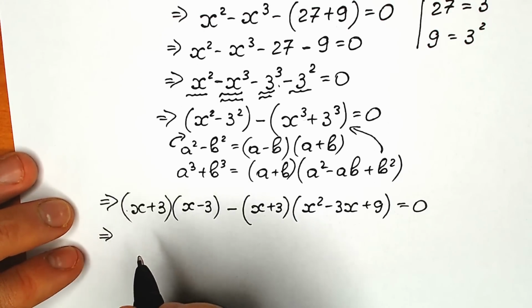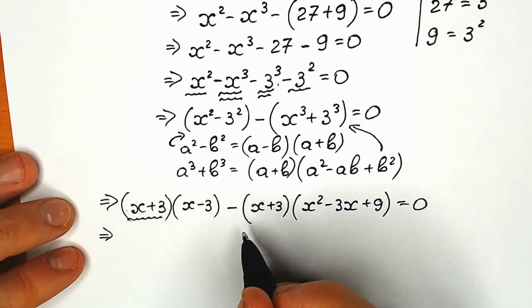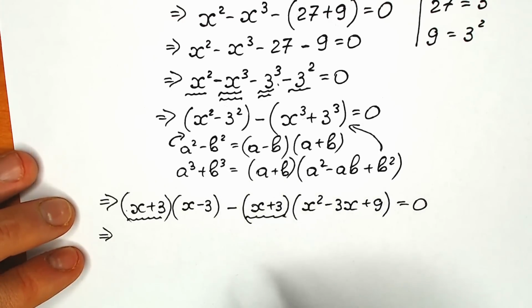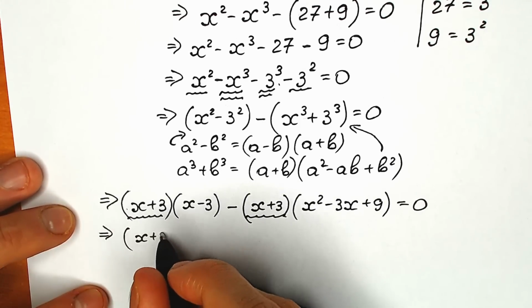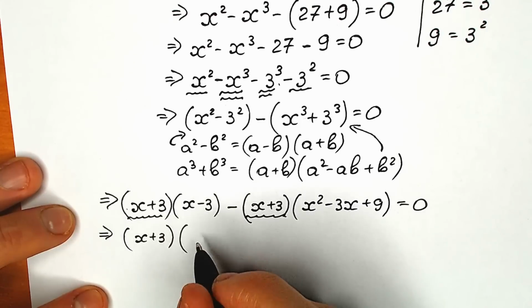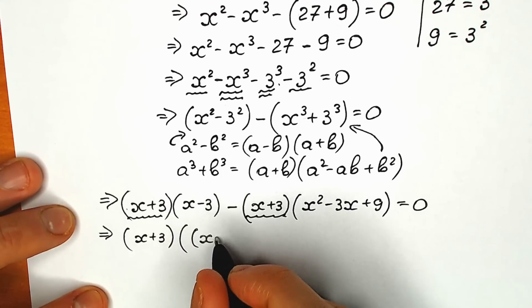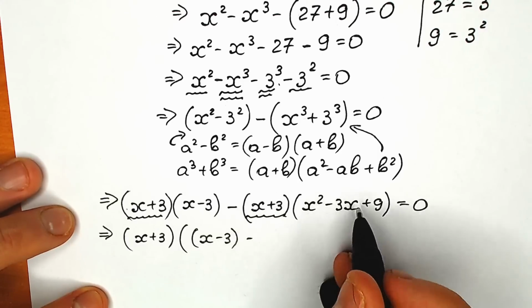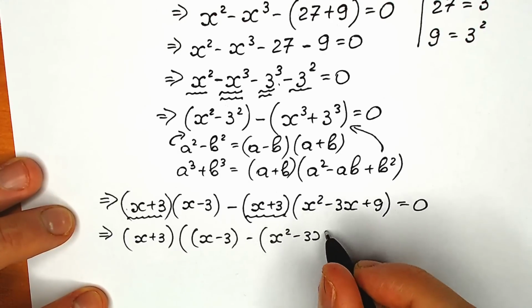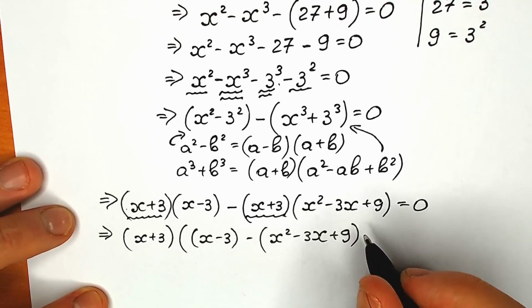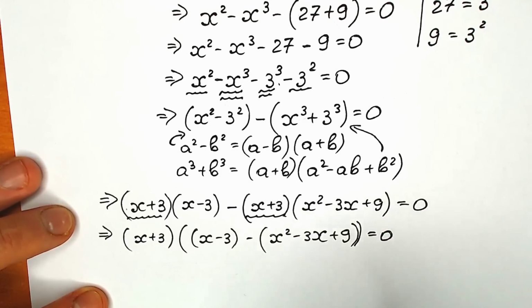Okay, what are we going to do next? We have x plus 3 right here, and we have x plus 3 right here, so we can easily factor out x plus 3. As a result, we have x plus 3, and inside parentheses we will have this one, x minus 3, minus this expression, of course, inside parentheses, x squared minus 3x plus 9. All right, equal to 0.